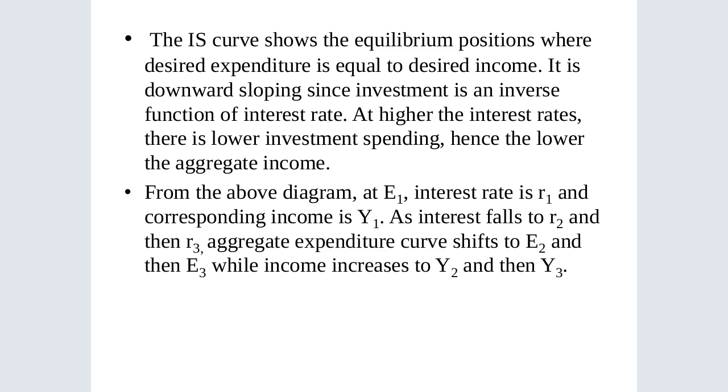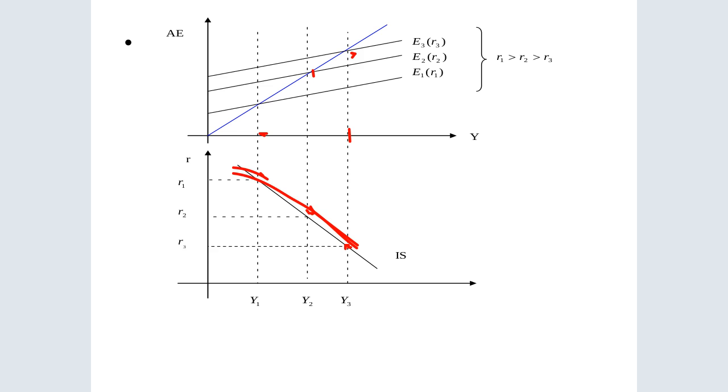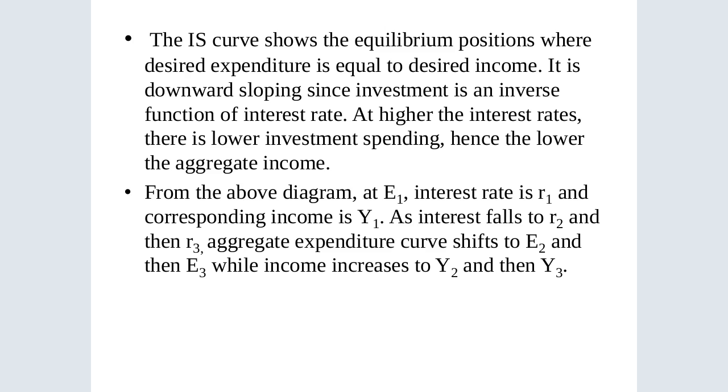So from the diagram we have above, the interest rate R1 corresponds to the income level Y1. So you can see the income level Y1. Y1, in fact, is the lowest level of income, and R1 is the highest interest rate. So that simply shows the relationship.